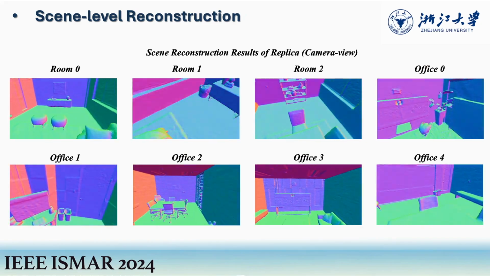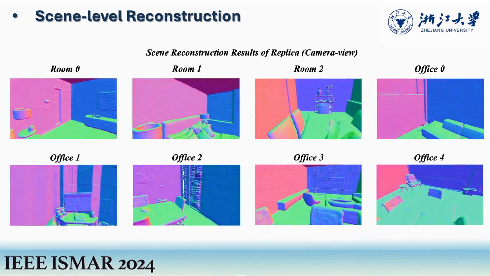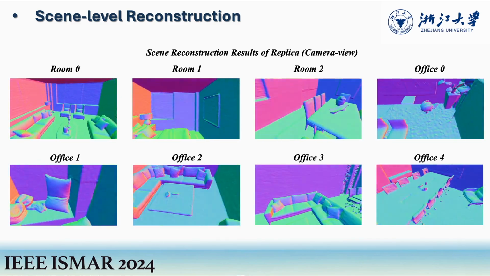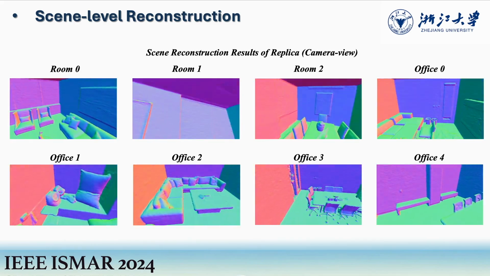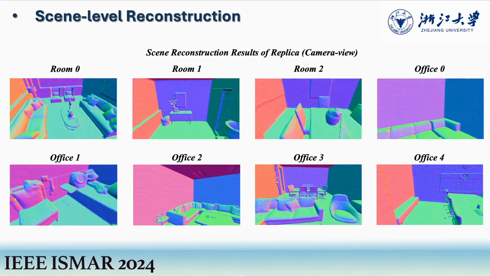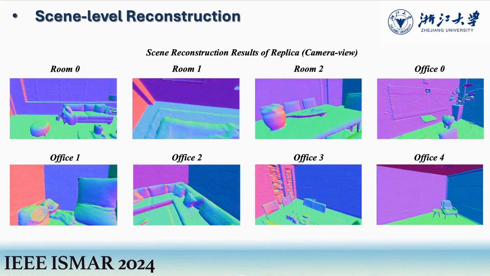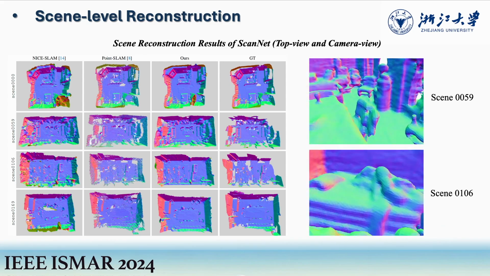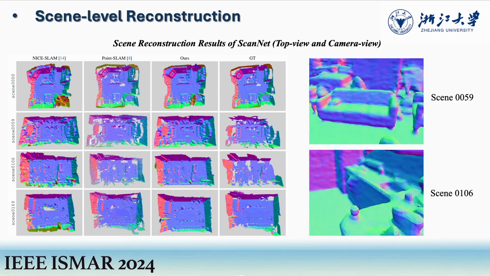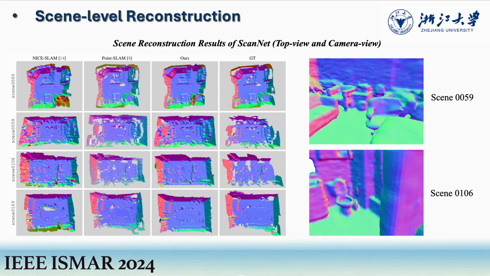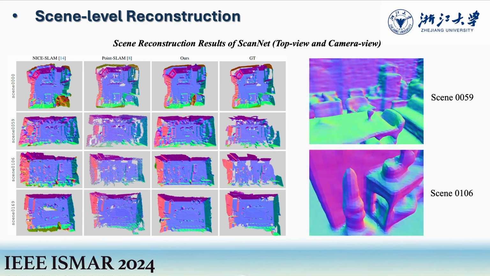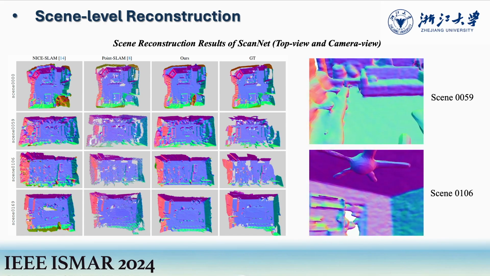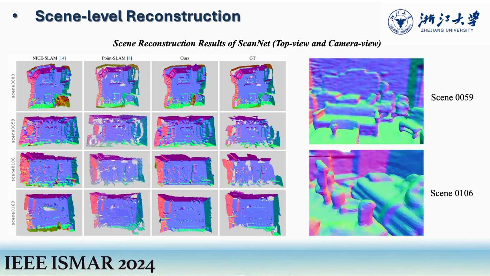We show the camera view rendering results of the reconstructed geometry. The 8 scenes are from the Replica dataset. As shown in the figure, our method is able to reconstruct a 3D consistent geometric surface. We also show the camera view and top view rendering results of the reconstructed geometry. The selected scenes are from the ScanNet dataset. As shown in the figure, our method is able to reconstruct a 3D consistent geometric surface for challenging real-life scenarios.